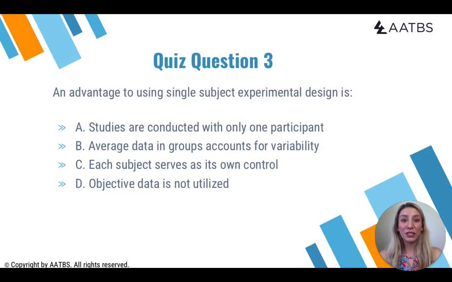All right, question 3. An advantage to using single subject experimental design is A, studies are conducted with only one participant. B, average data in groups accounts for variability. C, each subject serves as its own control. Or D, objective data is not utilized.